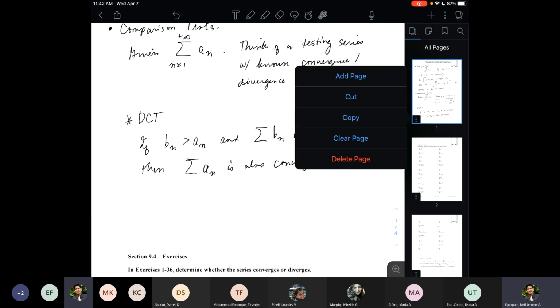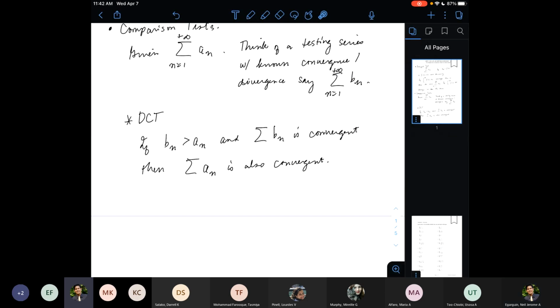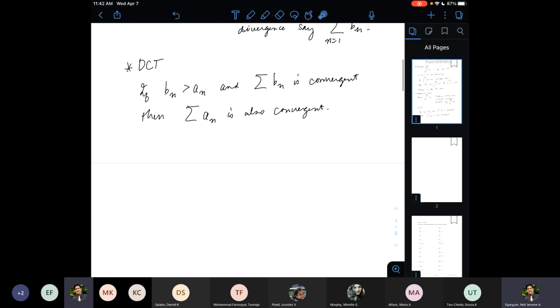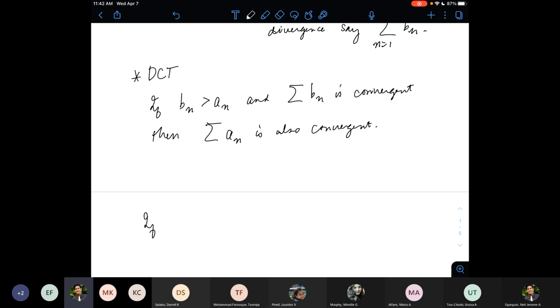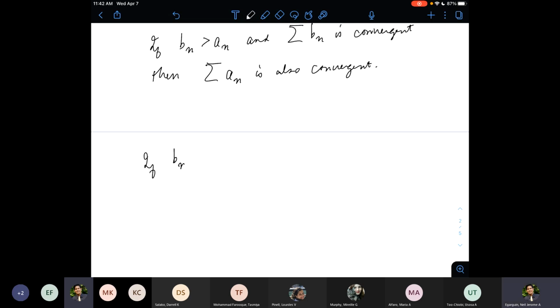Now there's an alternative. If the testing series is smaller than An, and Bn is known to be divergent, so the given series is divergent.